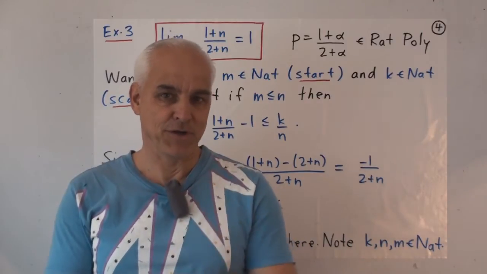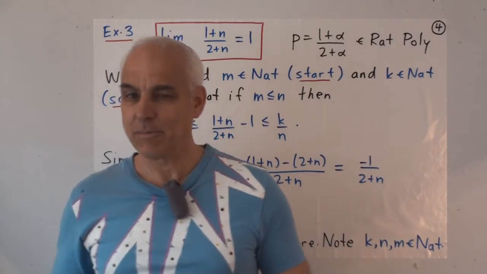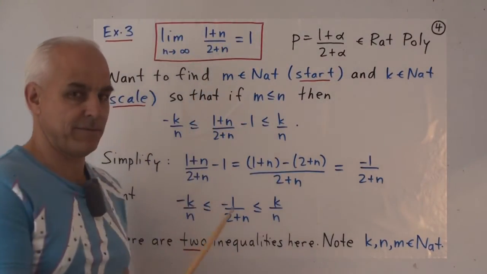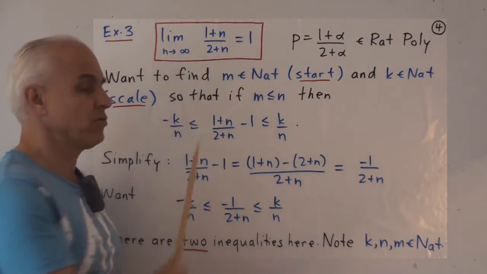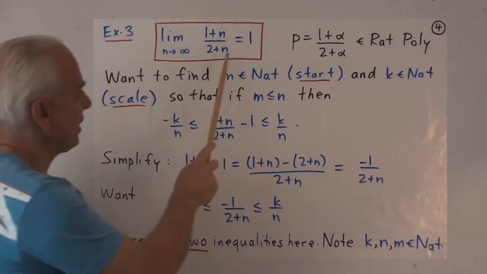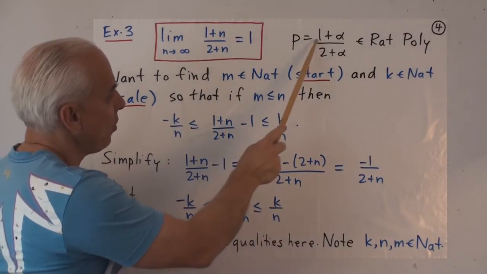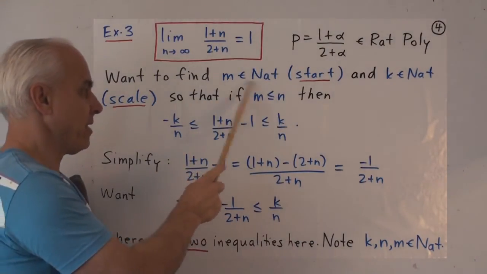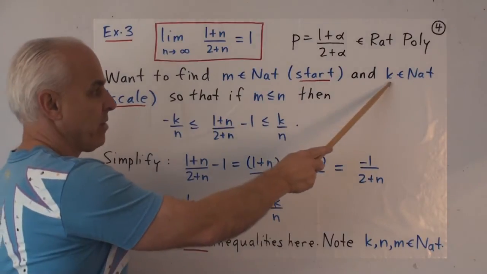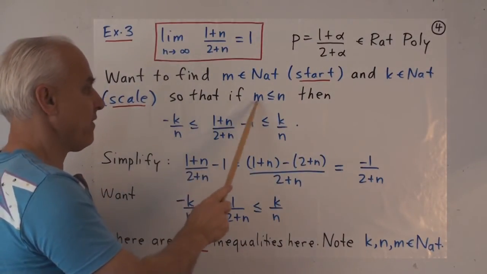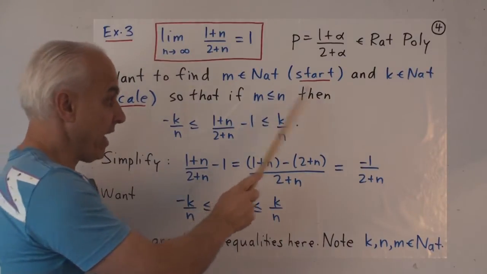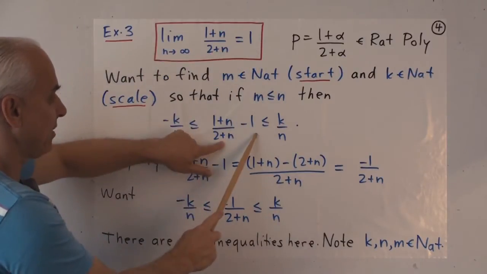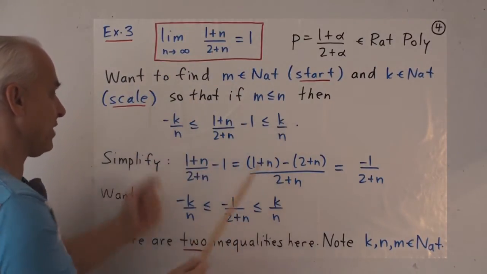All right, let's have a look at the third exercise I gave you, which is a little bit more challenging. The limit of (1 plus n) over (2 plus n), as n goes to infinity, is equal to 1. All right, so here the rational function that we're talking about is (1 plus alpha) over (2 plus alpha). So we want to find a natural number m, called the start, and another natural number k, called the scale, so that if n is bigger than or equal to m, then the difference between the sequence and the limit is sandwiched between k over n and minus k over n.